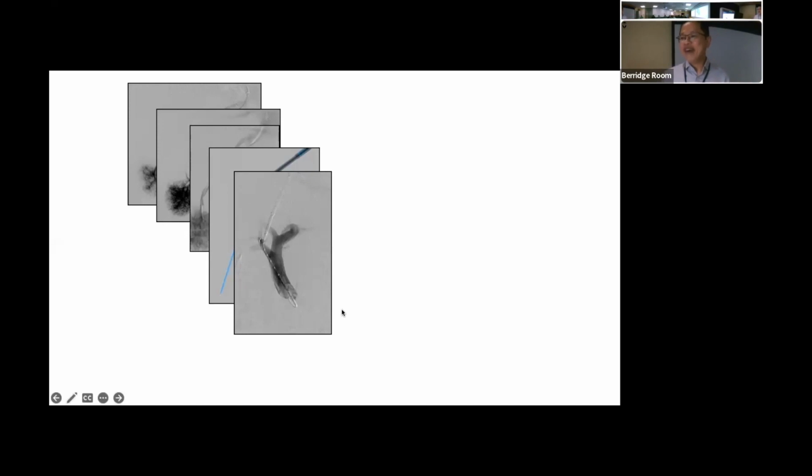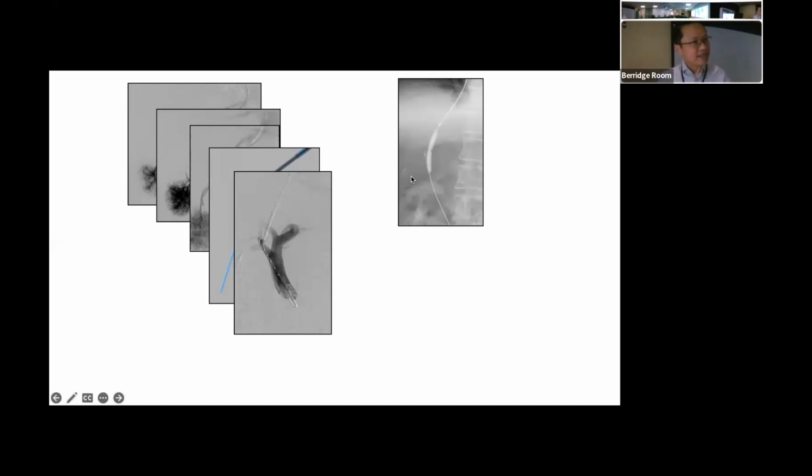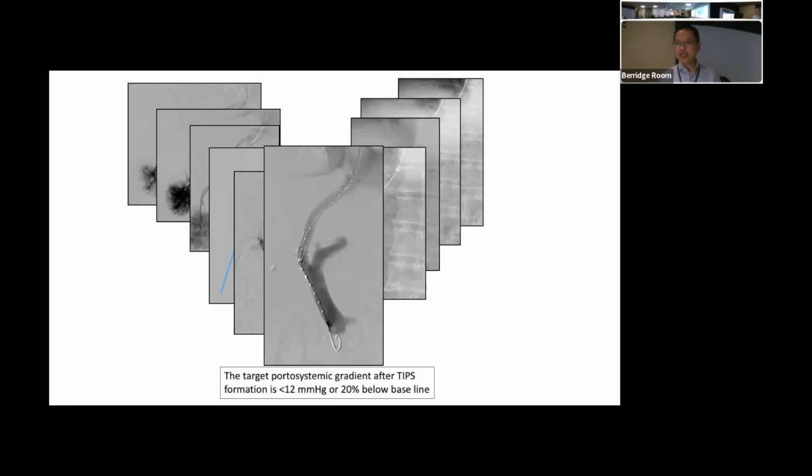And then once you are in there, of course, you dilate the tract in the liver parenchyma between the hepatic vein and the portal vein to form a tract, and then you deploy what we call the stent graft here. This is the graft here covering the tract, and then the last 2 centimeters here is uncovered stent to allow some flow into the liver. The advantage of stent graft is it prevents intimal hyperplasia and therefore reduces the risk of future thrombosis.